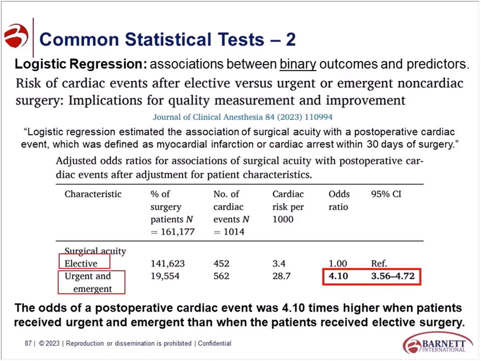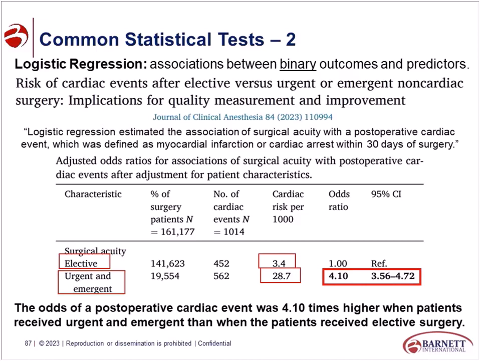and emergent surgeries, and we see the cardiac risk. Among the patients who had elective surgery, the cardiac risk was 3.4 per 1,000. Among those who got urgent and emergent surgery, the cardiac risk was 28.7. You divide those two numbers to get something called the odds ratio. What are the odds of having a cardiac event if you get urgent and emergent surgery versus elective? That's what we use logistic regression for.